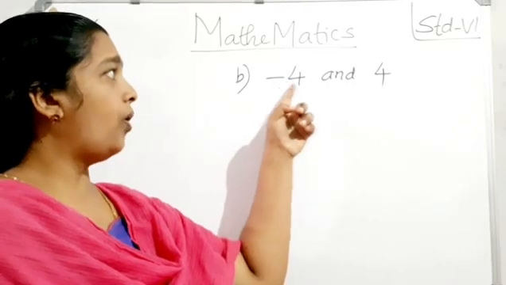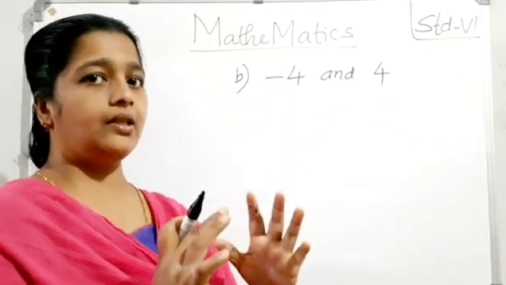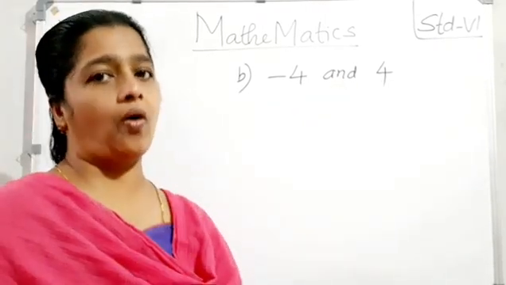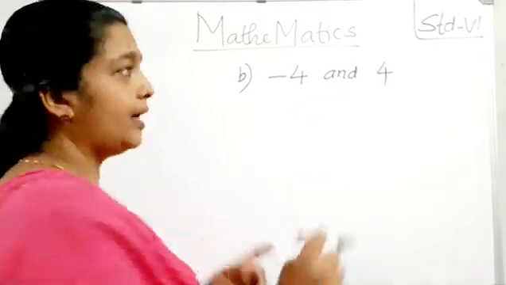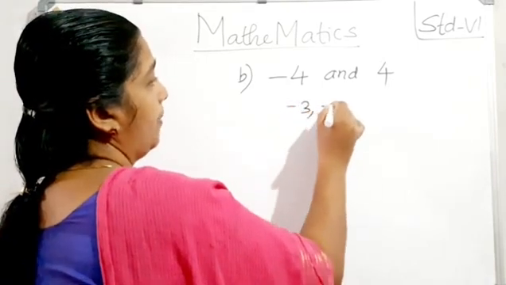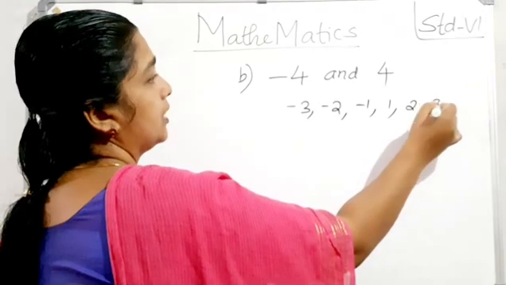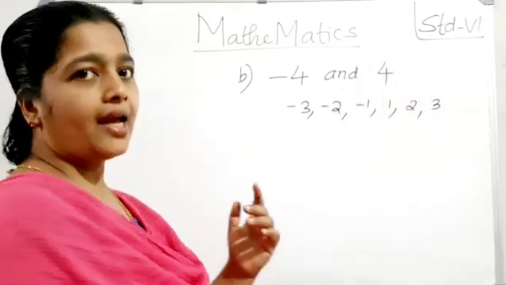From minus 4 and 4, between the given, minus 4 and 4 in increasing order. So which is the smallest number? Yes. Minus 3, minus 2, minus 1, 0, 1, 2, 3. Understand? Yes.